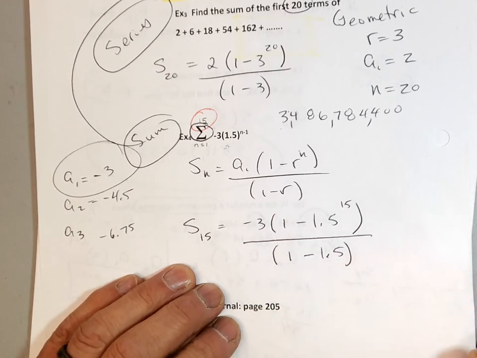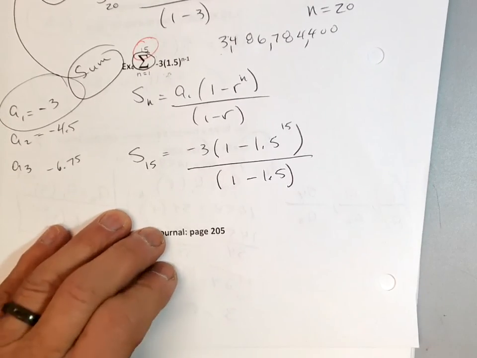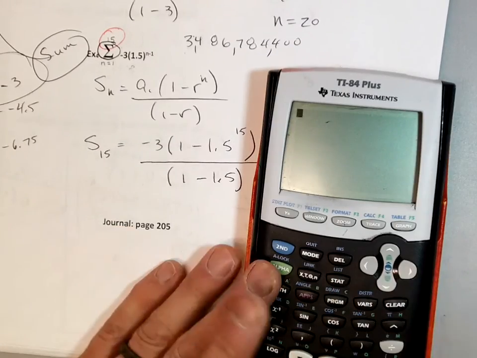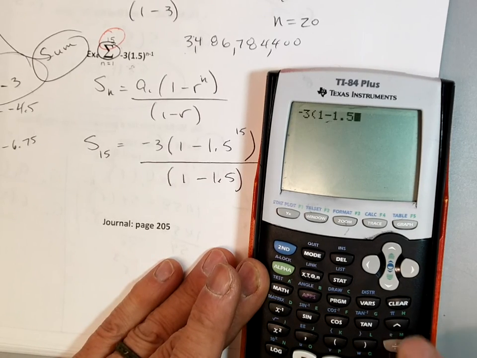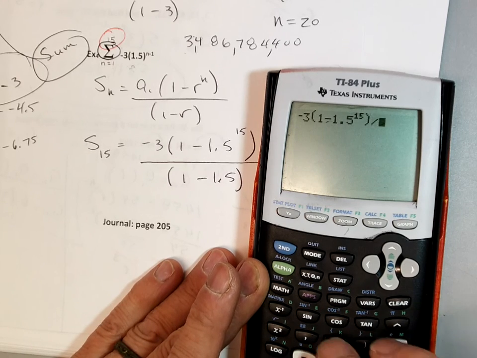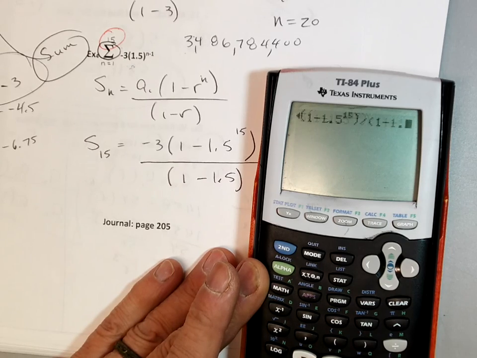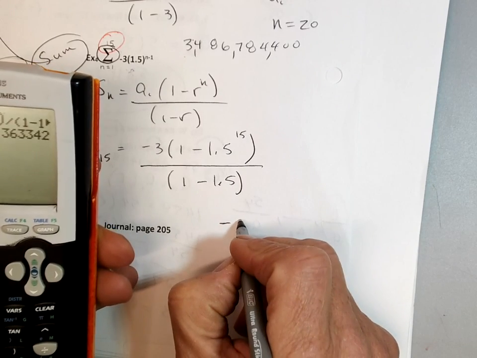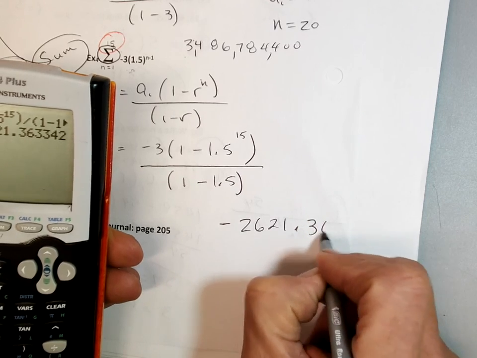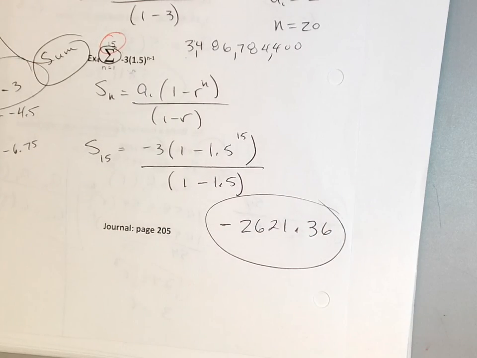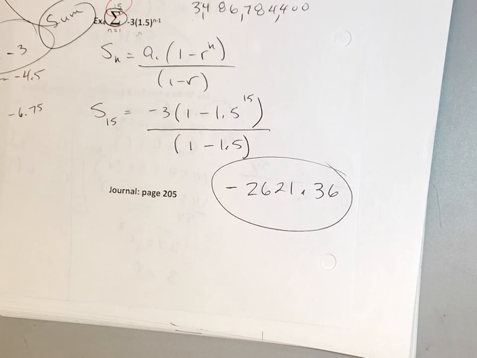So the parentheses, you have to have the parentheses, otherwise your calculator will give you a totally different answer. So, putting it in my calculator carefully, negative 3, parentheses 1, subtract 1.5 to the power of 15, okay, parentheses divide parentheses 1, subtract 1.5, parentheses, and I get a grand answer about negative 2,621 oh, how about 36, okay? There's a few more decimals, but that's all I need, okay? All right, what do you guys think? Not that bad? Okay, now, the cool part is this.